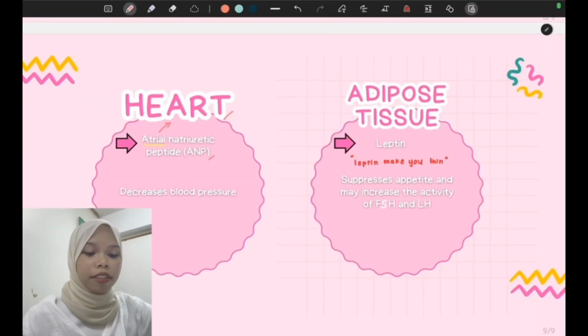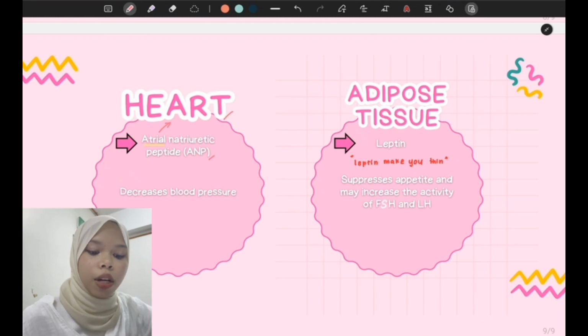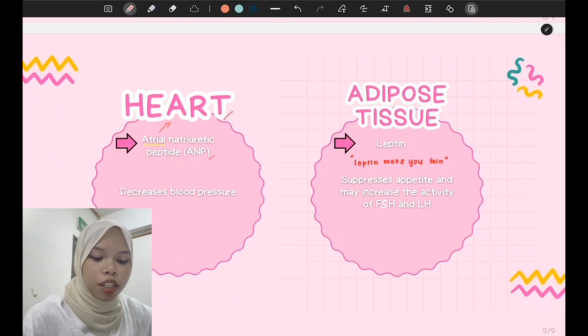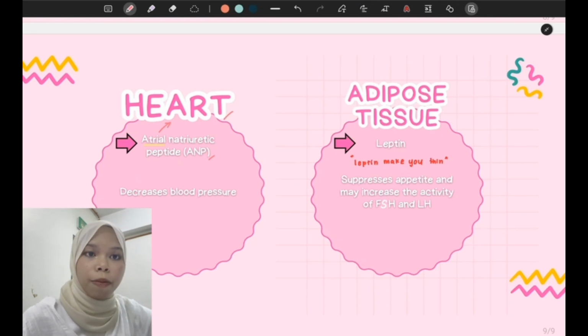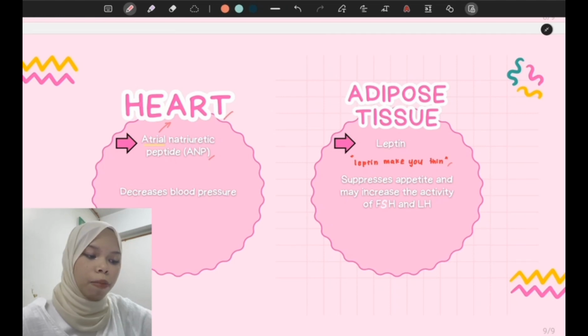The hormone that is secreted by the heart is atrial natriuretic peptide (ANP). As we know, atrial is a part of the heart. It functions to decrease blood pressure. Without the blood pressure, the heart cannot function properly. Next is adipose tissue. The hormone that is secreted by adipose tissue is leptin. We can remember by the sentence: leptin makes you thin. It functions to suppress appetite and may increase the activity of FSH and LH.